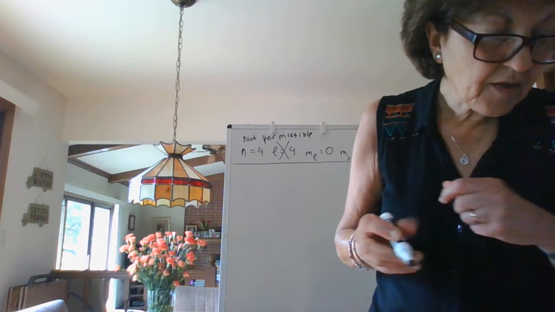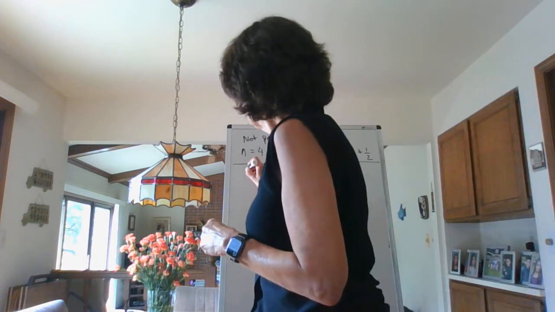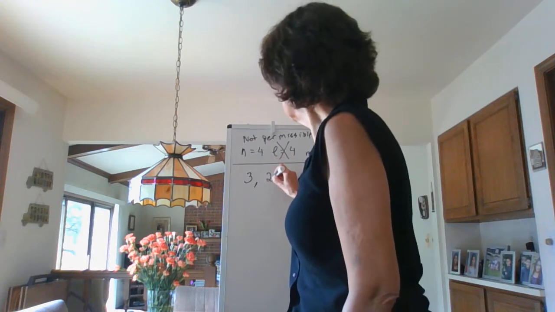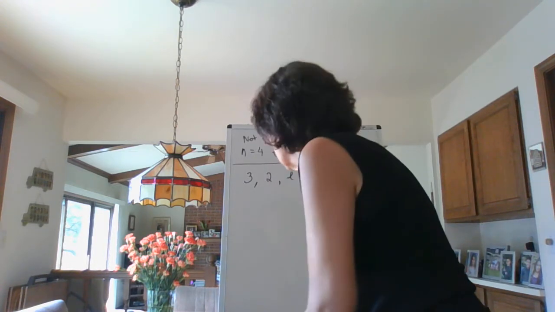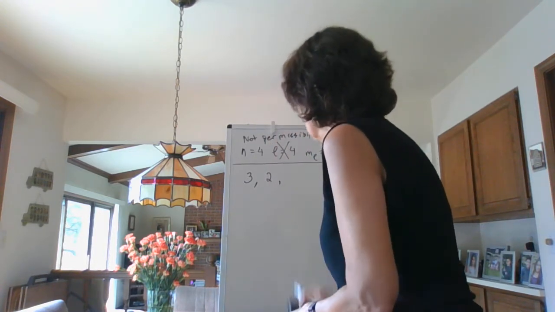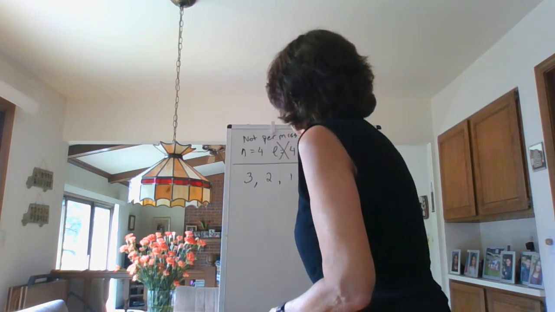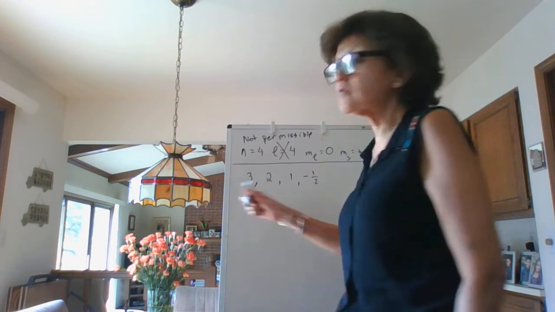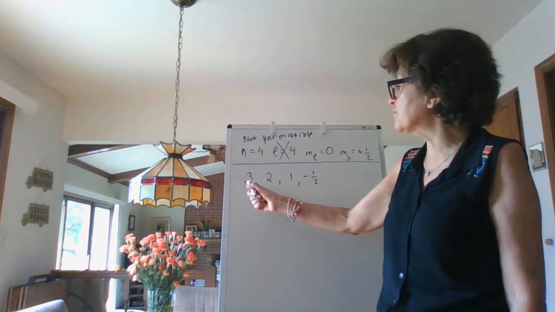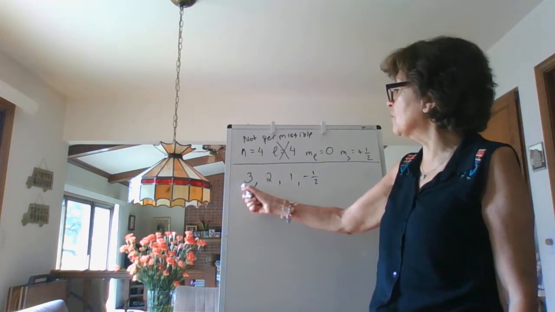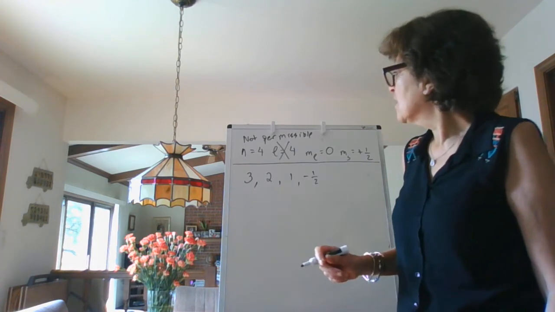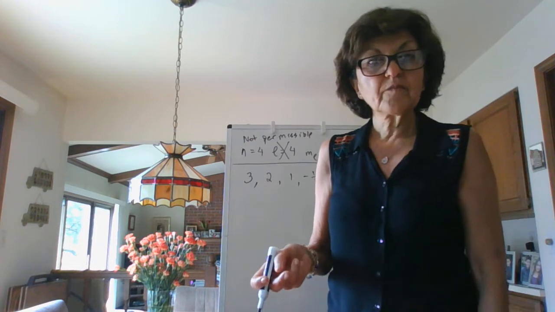Okay, let's try another one. Here's another one. 3, 2, 1, and minus 1/2. Those are the four quantum numbers. Remember, the first one is N. This is L. Principal quantum number, N, L, ML, and MS. Let's see if these four are permissible.